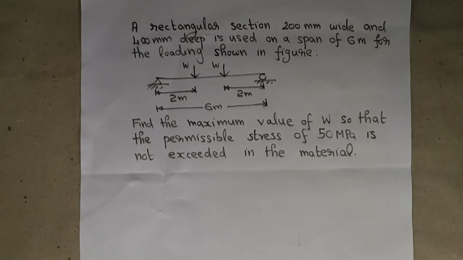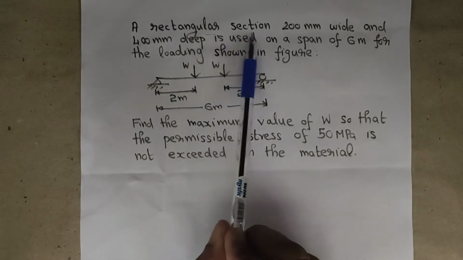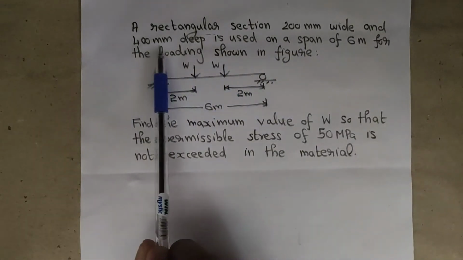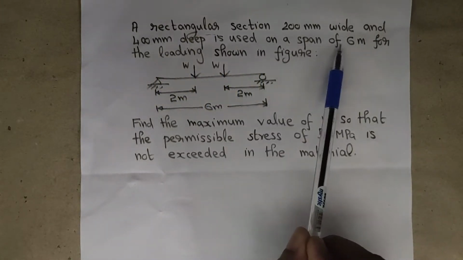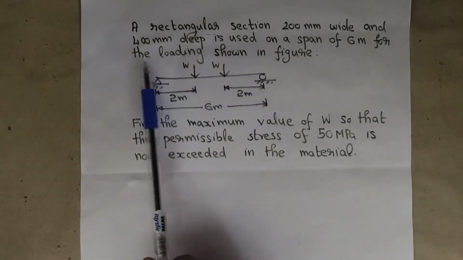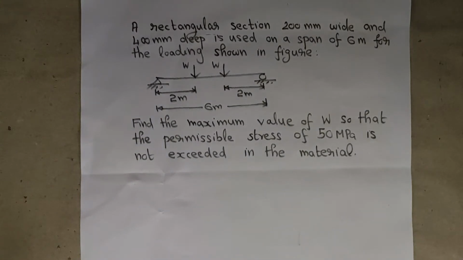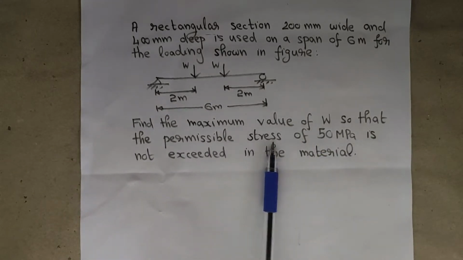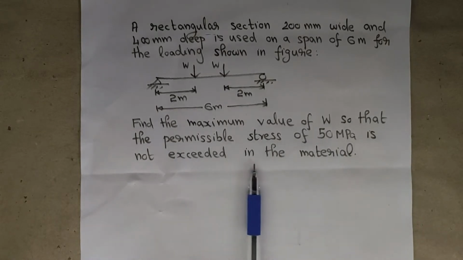Here we have the problem statement. A rectangular section 200 millimeters wide and 400 millimeters deep is used on a span of 6 meters for the loading shown in the figure. Find the maximum value of W so that the permissible stress of 50 megapascal is not exceeded in the material.